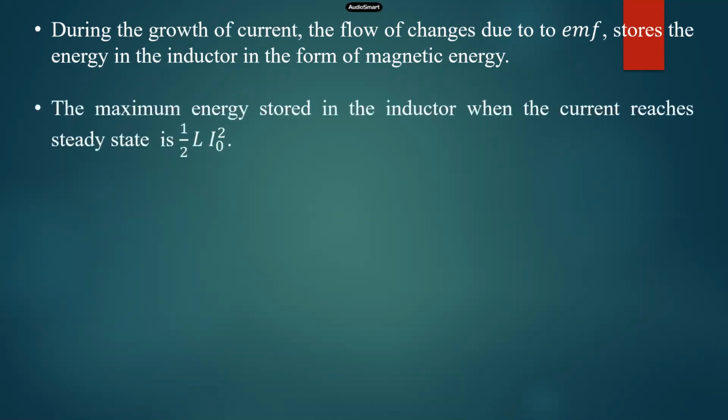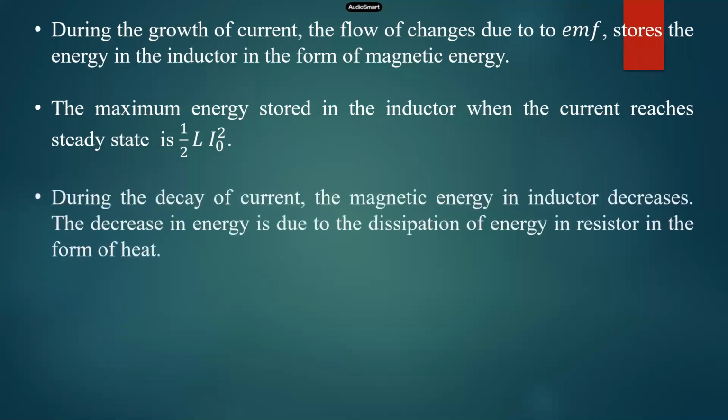Okay. The maximum energy stored in the inductor when current reaches steady state is given by half L I0 square, where I0 is the maximum current. So when the current becomes steady, the maximum energy will be stored in the inductor, and that maximum energy is equal to half L I0 square. That is the expression for maximum energy stored in the inductor during the growth of the current.